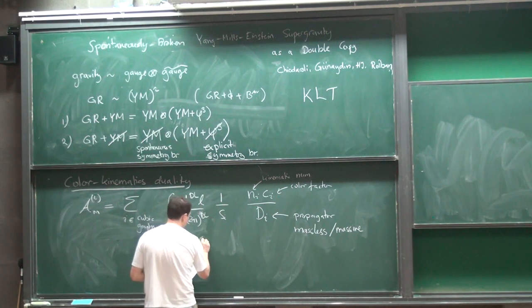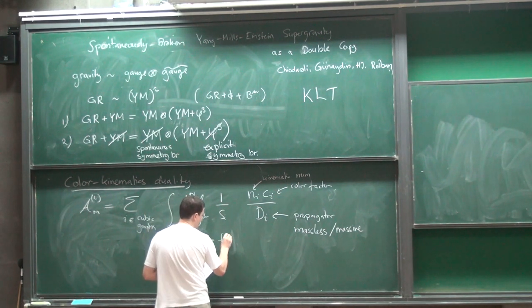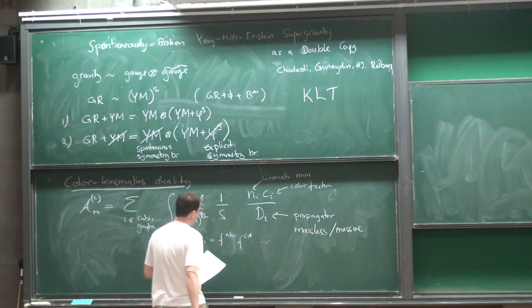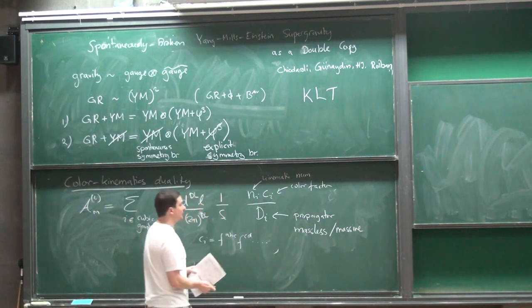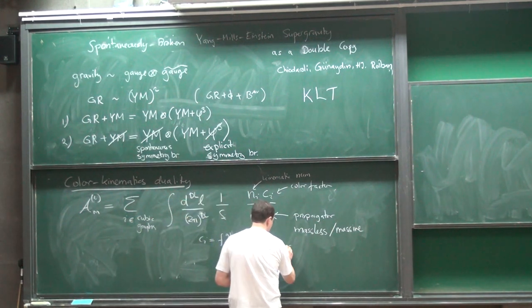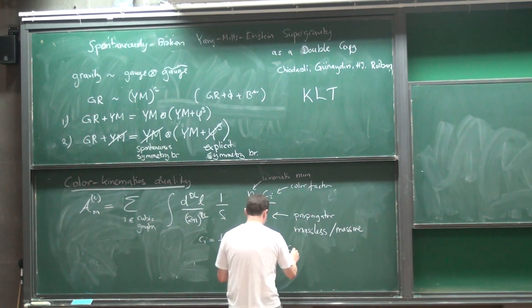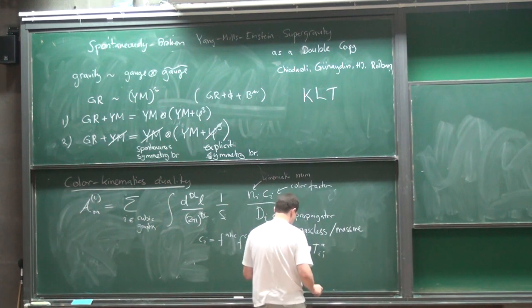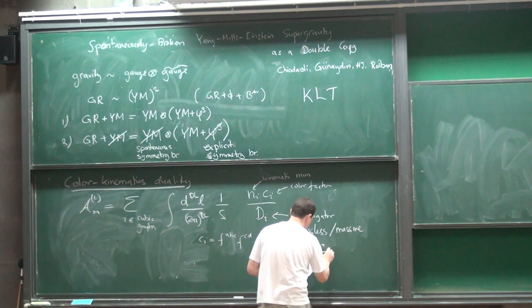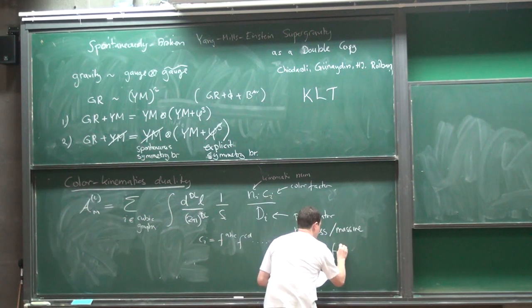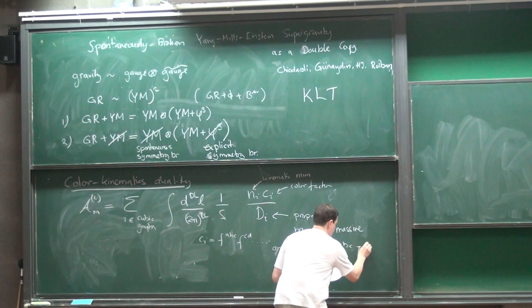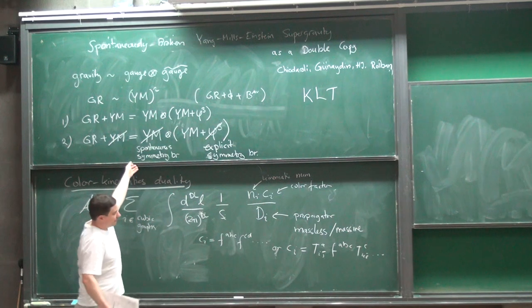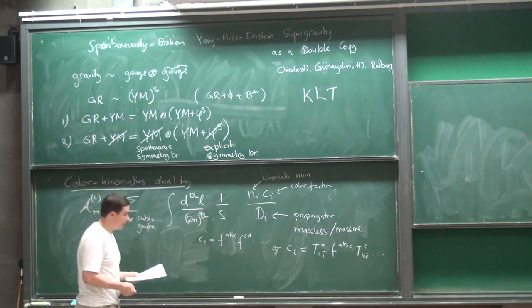Let me say something about the color factor. The color factor could be just some products of f^{abc}, for example. If you have fundamental particles, it could also be generators. So c_i could look something like this: T^a_{ij}, and let me put the index downstairs, why not, f^{abc}, T^c_{kl}, etc. So it could look like that. Those are the two cases which have previously been considered.